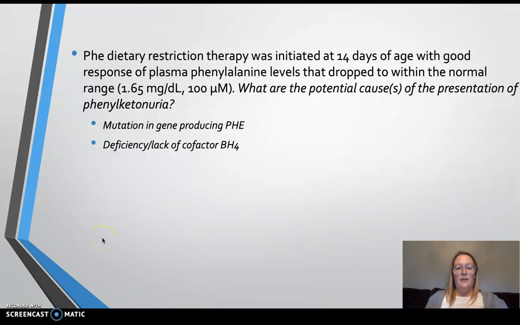So then we move on to the second part. The phenylalanine dietary restriction therapy was initiated at 14 days of age with good response of plasma phenylalanine levels that dropped to within the normal range. So what are the potential causes of the presentation of PKU? Potential causes of this could be a mutation in the gene that produces the phenylalanine hydroxylase enzyme, and that would cause the accumulation of phenylalanine in the blood and plasma. There could also be a deficiency or lack of cofactor BH4, which will result in similar symptoms to what you would see if the enzyme was impaired.